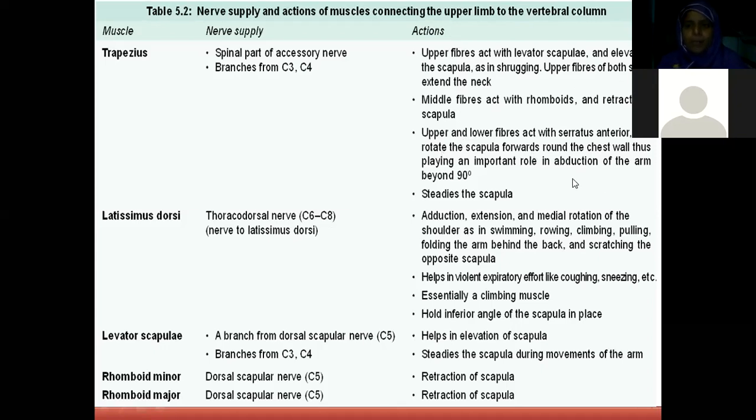Upper and lower fibers: you remember we had serratus anterior here, from the upper 8 ribs going to the medial border of the scapula. So both of them help in the abduction of the arm. See, this is 90 degrees. Suppose we are moving beyond 90 degrees, that action is brought about by the upper and lower fibers along with serratus anterior.